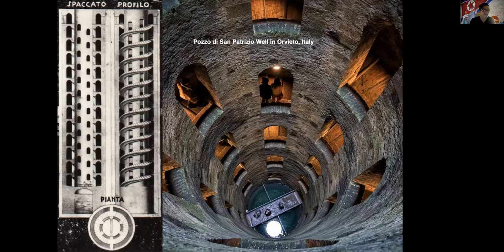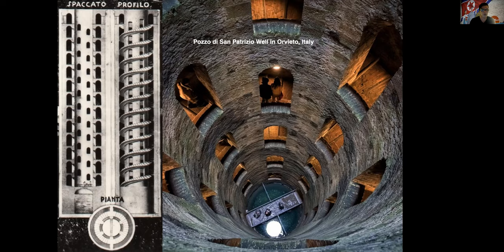But the illustration on the right of that, called Profilo, written on it, is the staircase that goes down to the bottom of this well. And then the round circular illustration at the bottom of these two columns of drawings is pianta, which is a plan. And it shows that basically it's double walled with a cavity in between that is spiraling down staircases. And the final central circle is exactly what you see in the picture, looking down to this water well.